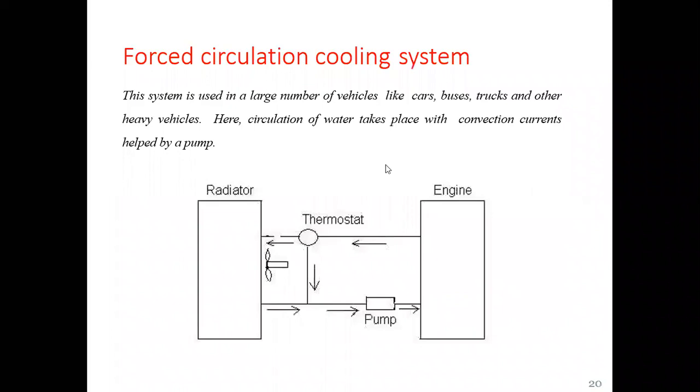Okay. The next type of system is a forced circulation system. Whatever the drawback of a thermosiphon system is overcome in the forced circulation system, as there is no fan, no pump used in a thermosiphon system. So basically, in this system, a pump is used in order to increase the velocity of flow of water to the engine jacket.